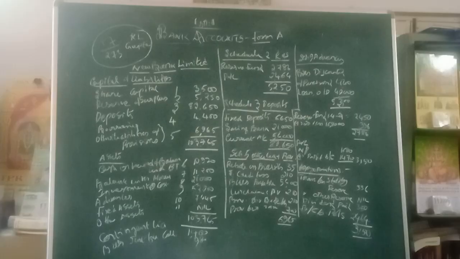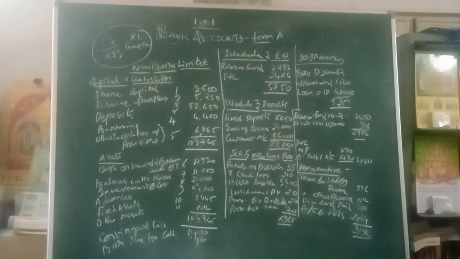That one is taken in schedule number 1. Then reserve fund is 2400. Have a look on that, schedule number 2. I have prepared the workings next to schedule number 2, showing the reserve fund as on 1/4/21, which is 2450.